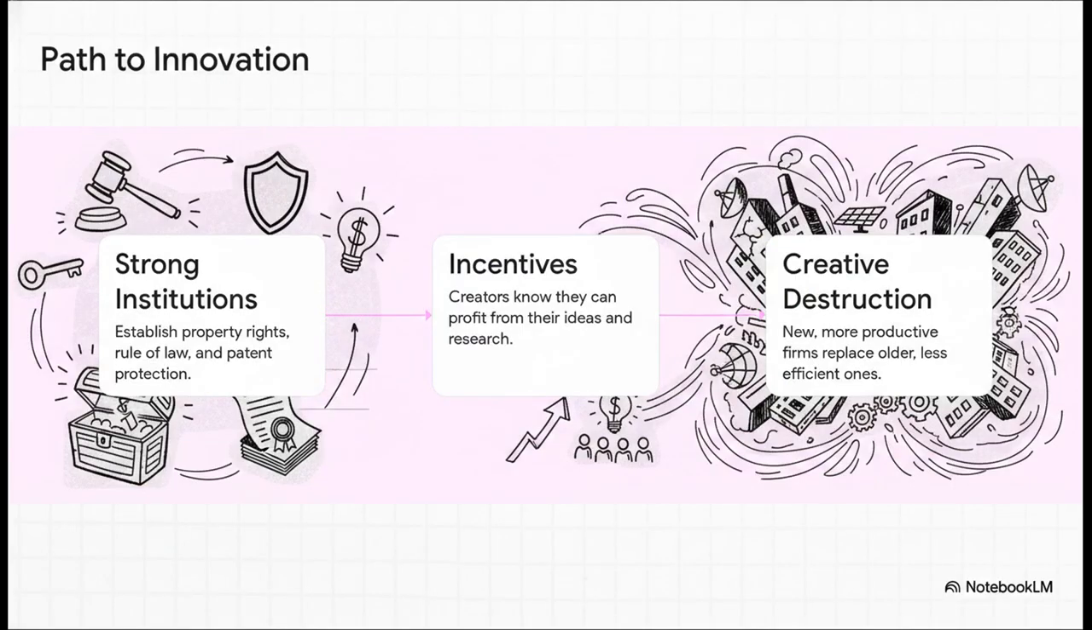So, when you lay it all out, the path to real, lasting prosperity becomes super clear. Step 1, you need strong institutions. We're talking about things like property rights, so no one can steal your stuff, patent laws to protect your new ideas, and just a general rule of law you can count on. Step 2, those rules create powerful incentives. Think about it. If you know you can profit from your invention, you're a lot more motivated to invent something, right? And step 3, that unleashes the force of creative destruction, driving the whole economy forward as new industries are born and old ones fade away.